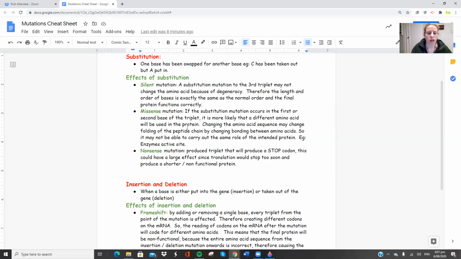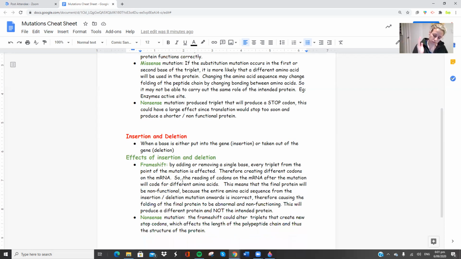Okay, insertion and deletion. So remember that insertion is when a base gets put in, deletion is when a base gets pulled out. So the effects of insertion and deletion, frame shift. So this is a biggie. By adding or removing a single base, every triplet from the point of the mutation is affected. Therefore, from that point onwards, they create different codons on the mRNA. So the reading of the codons on the mRNA after the mutation will code for different amino acids. This means that the final protein will be non-functional.